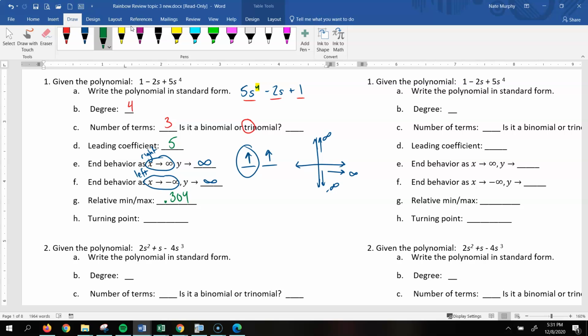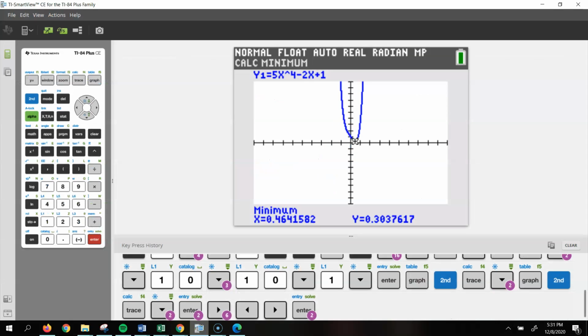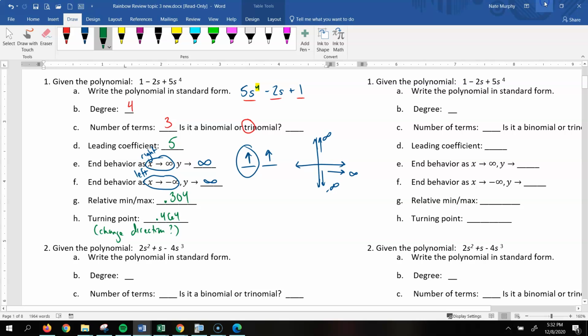Now the turning point is referring to where it hits that turning point along the x-axis. So where does a graph change direction? When it refers to a turning point, it's talking about where it changes direction. So it changes direction when x is 0.464. Let's look at the graph again. There we go. We read a graph from left to right. So as it's coming down, it hits that lowest point, and then it changes direction. So that would be a turning point. So it turns at x is 0.464. So that's how you get that answer.